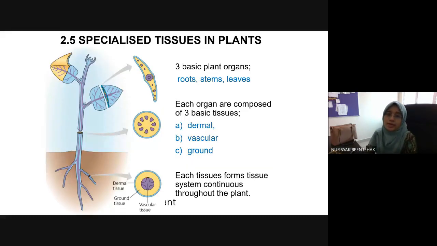So the last one is for plant tissues, specialized plant tissues. So the plant has three basic organs, which are the roots, the stem and the leaves, okay. So each organ is composed of three basic tissues, which is the dermal. Dermal is outside, it functions as the protective covering, and then vascular to transport the substance, and then ground. Okay, ground is the basic support there. Okay, so each tissue forms a tissue system continuous throughout the plant.